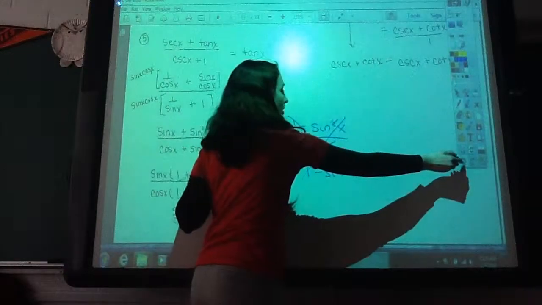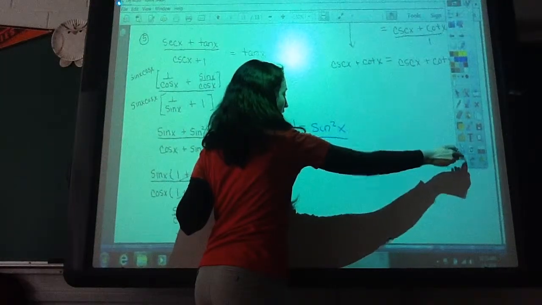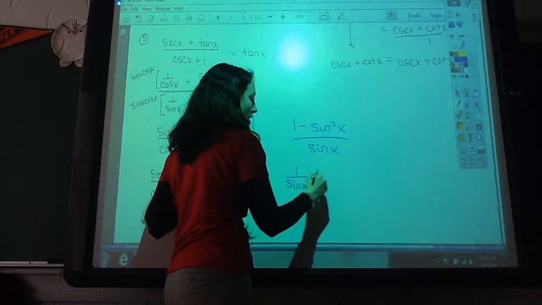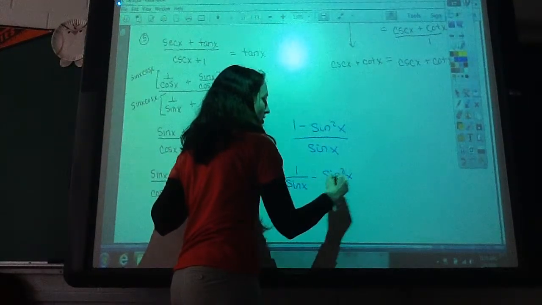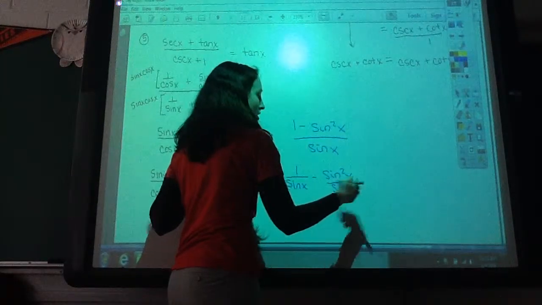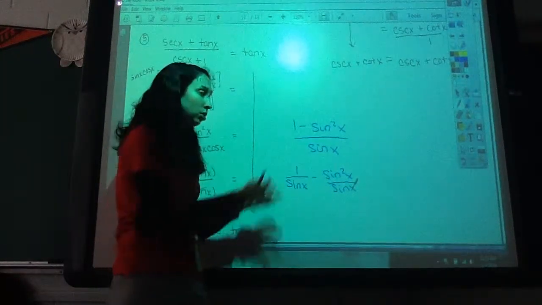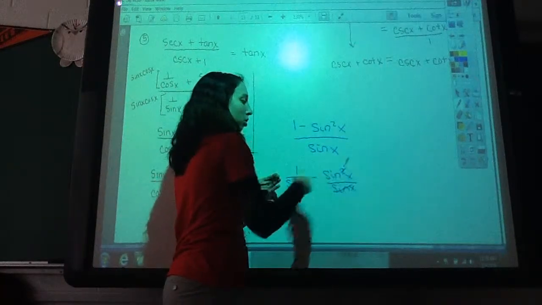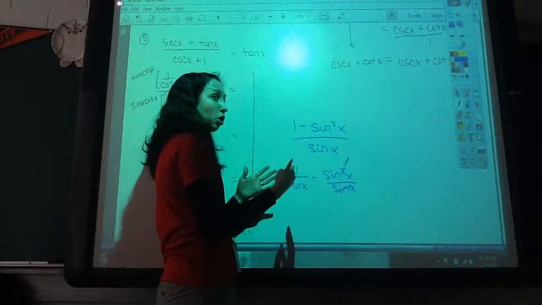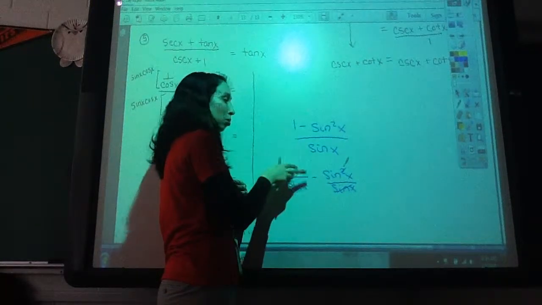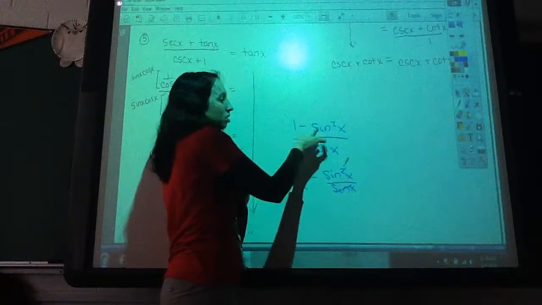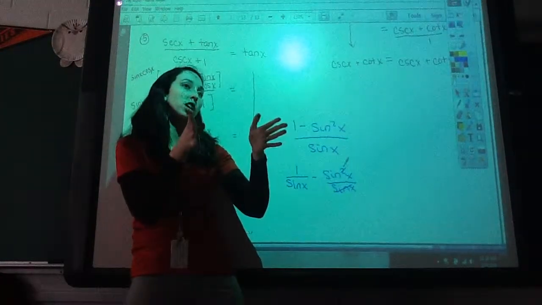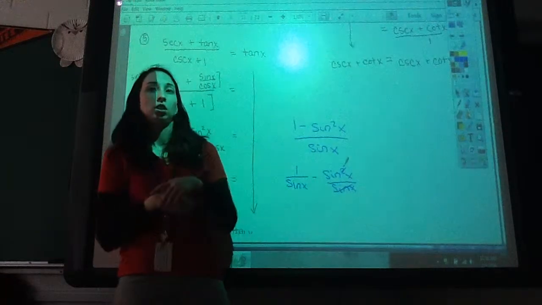What that should have become, this splits into 1 over sine x minus sine squared x over sine. So if you really want to cancel, you have the choice to split it and then cancel. But if you were to just cancel it the way we just did beforehand, you end up with no fraction. There still should have been a fraction. It still should have been 1 over sine as well. What this is saying is I had 2 separate fractions that have the same denominator, so I can create 1 fraction with them. All right?